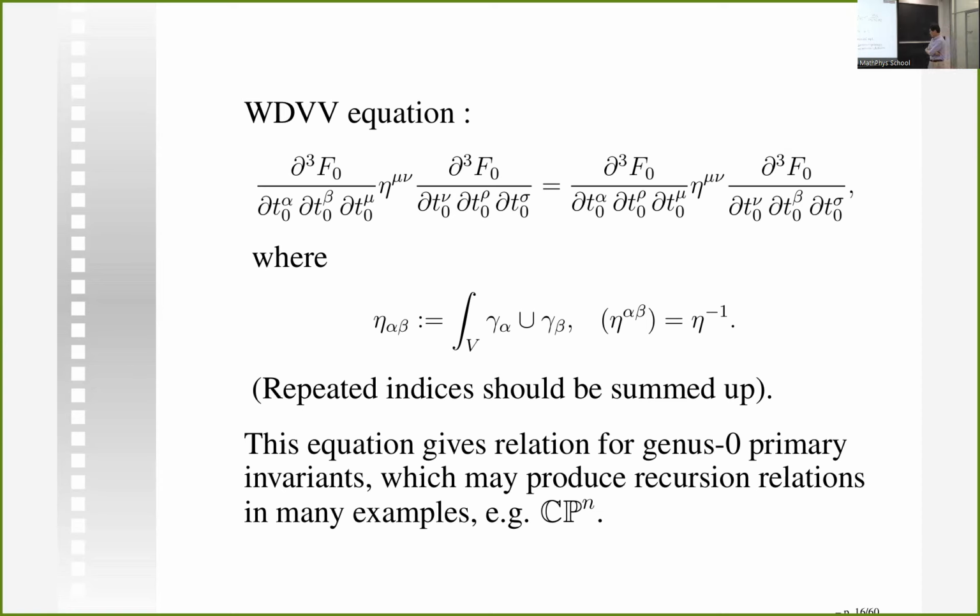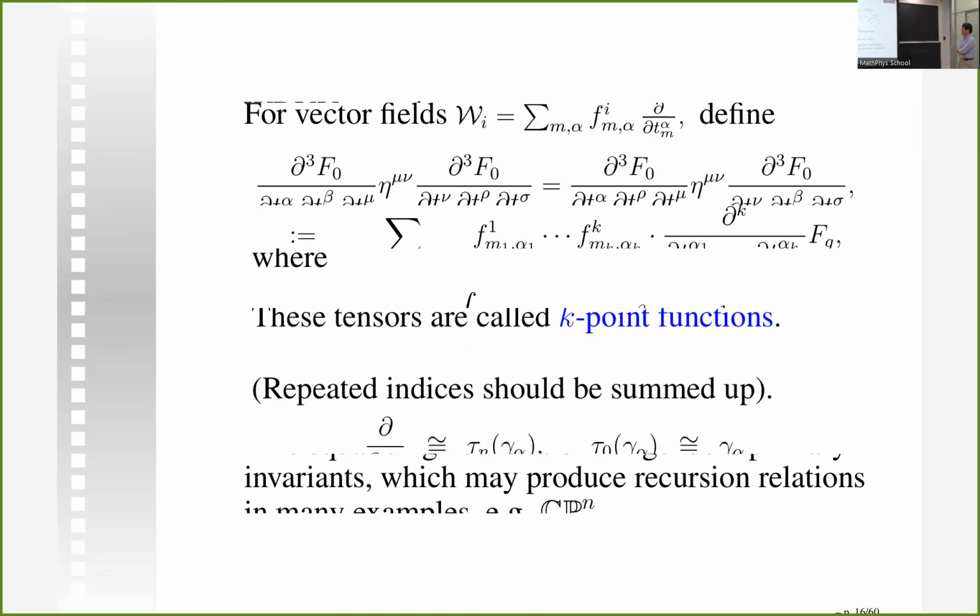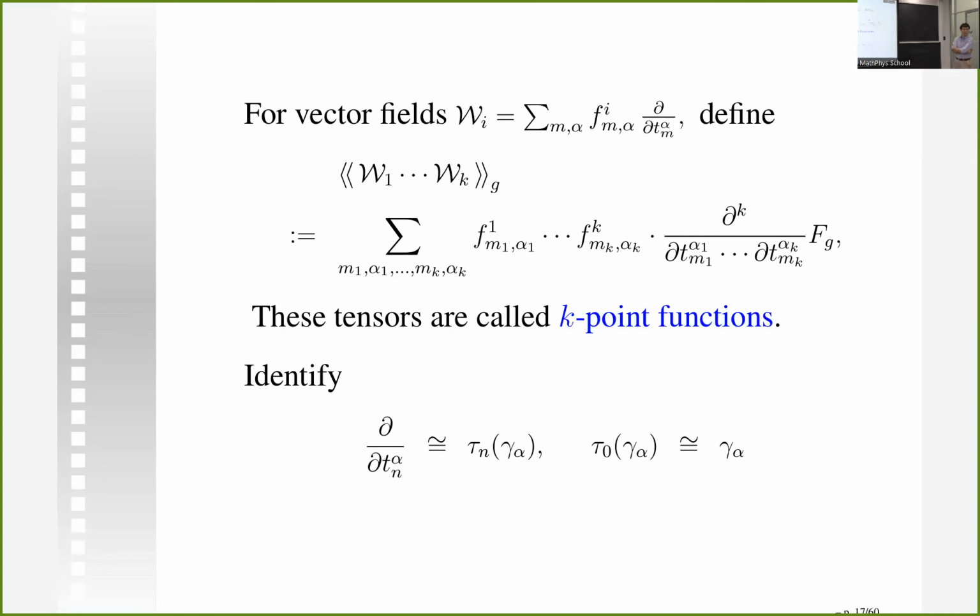So this equation actually gives us a lot of non-trivial things. For example, if a manifold is nice enough, for example CP^N, we can use this equation to recursively compute the number of rational curves in this manifold. I'll skip the details here, but it is indeed a very useful formula. Although it's very simple, the geometric applications are very important.